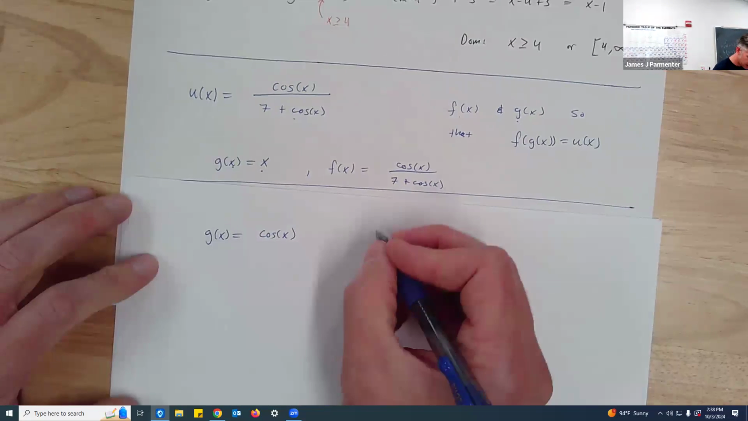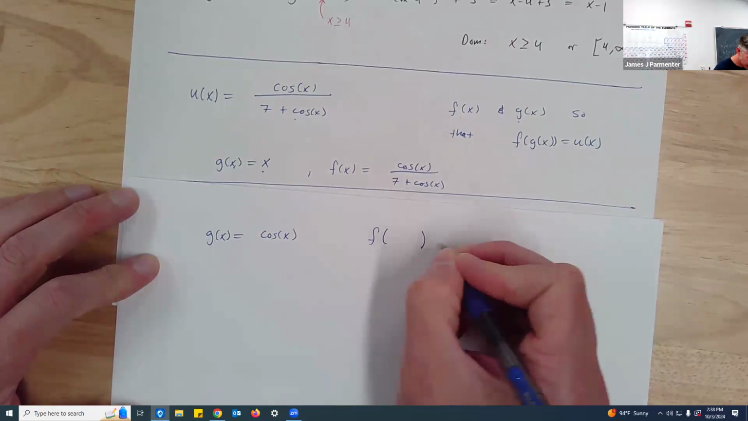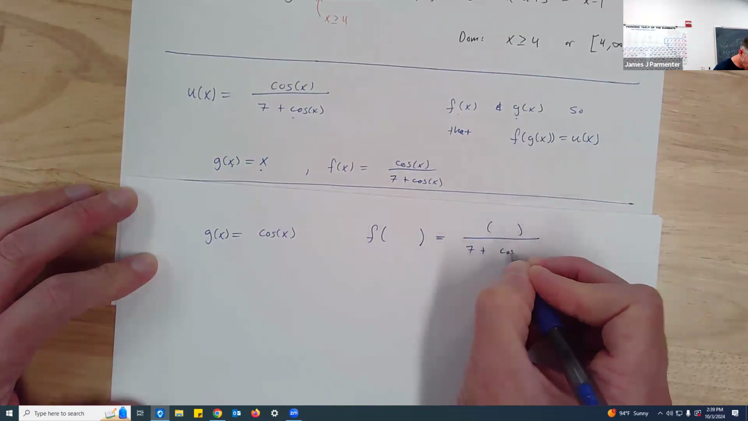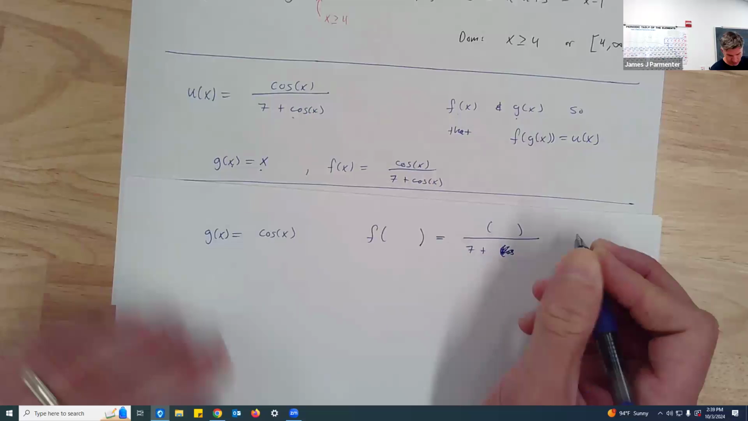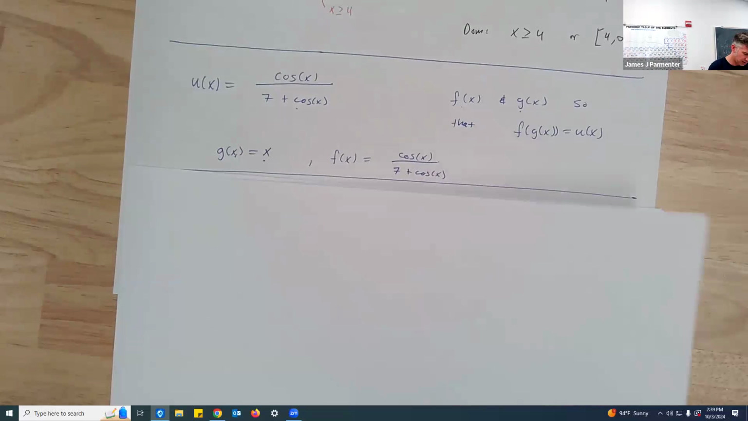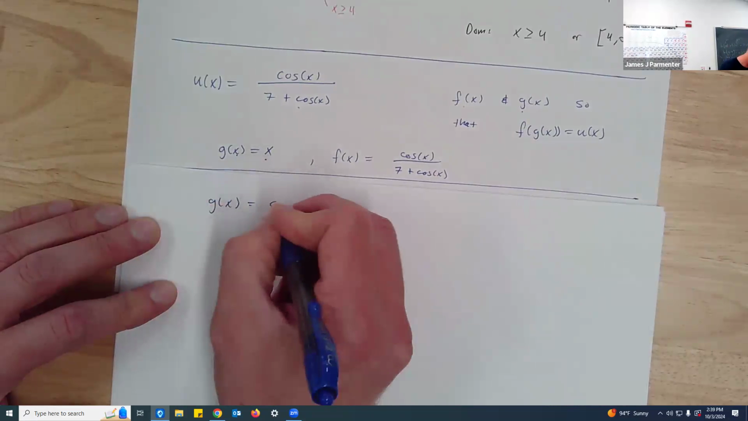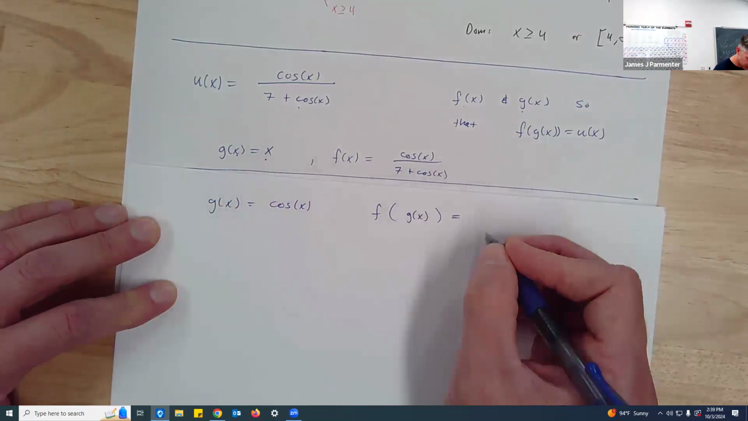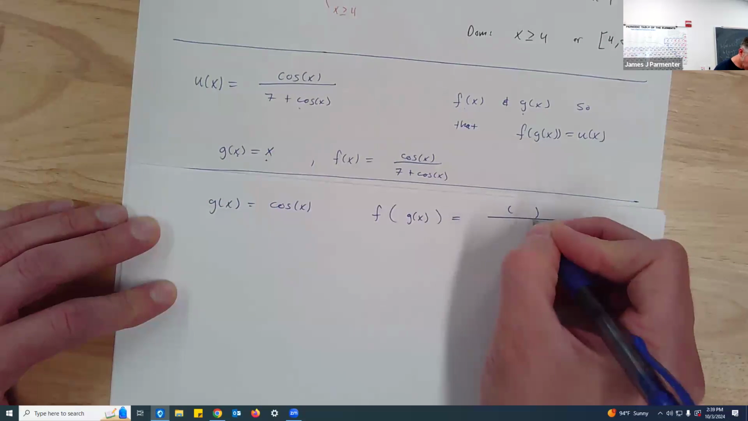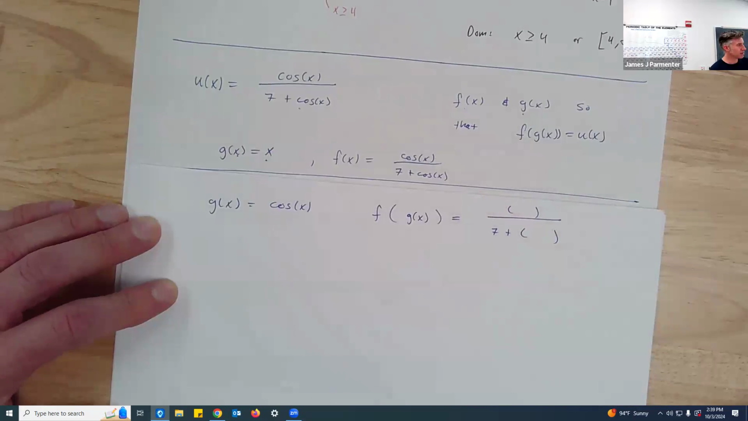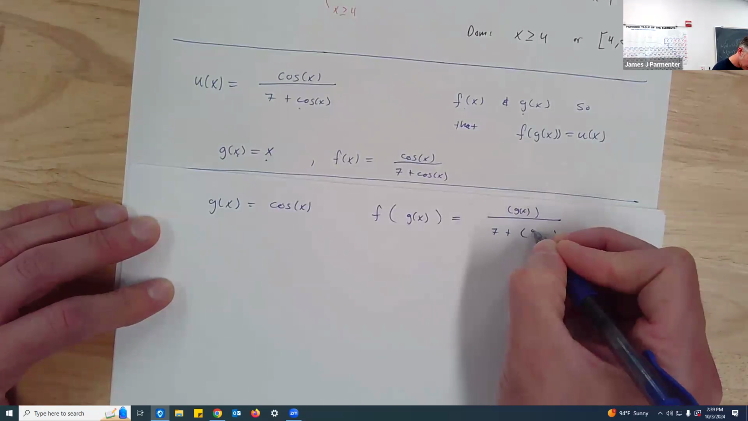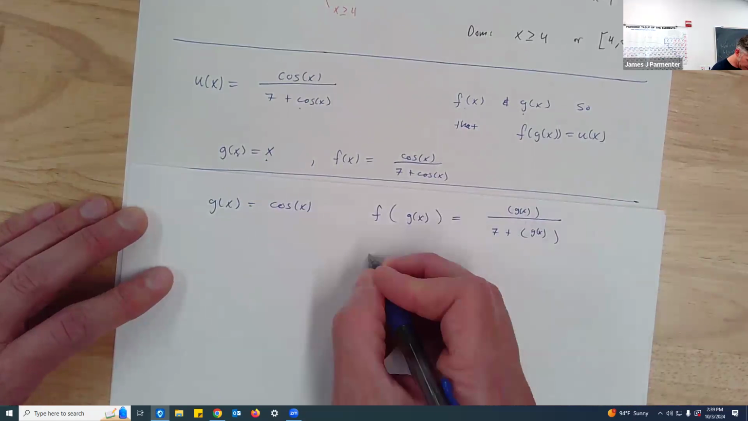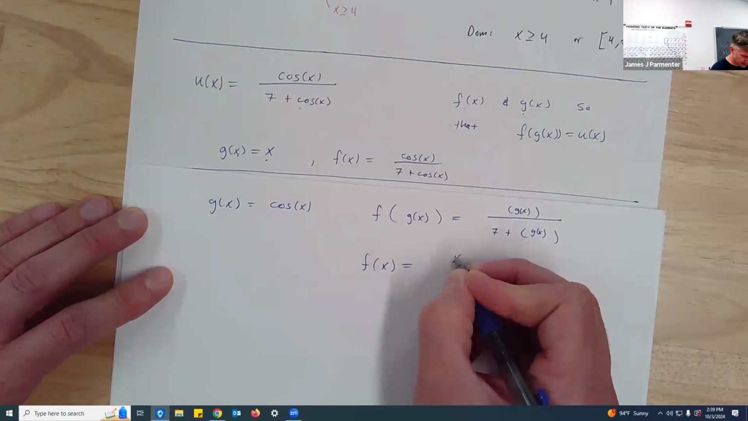And then I want f of g of x to equal cosine of x over 7 plus cosine of x. Oh, I want parentheses there. Sorry. Ah, that's terrible. I've ruined it. Let me try again. Sorry. g of x is cosine of x. And I want f of that g of x to end up equaling cosine of x over 7 plus cosine of x. So then I'm going to replace the g of x's with just x, so that my f of just x is just x over 7 plus x.